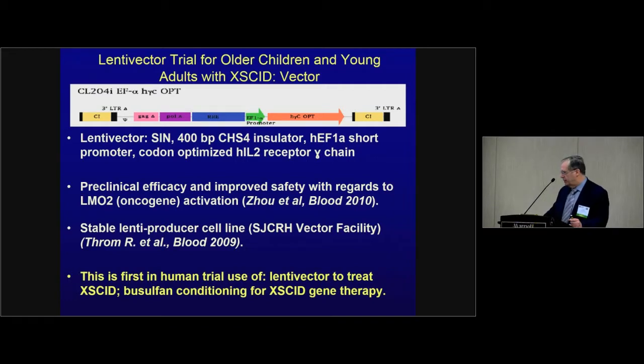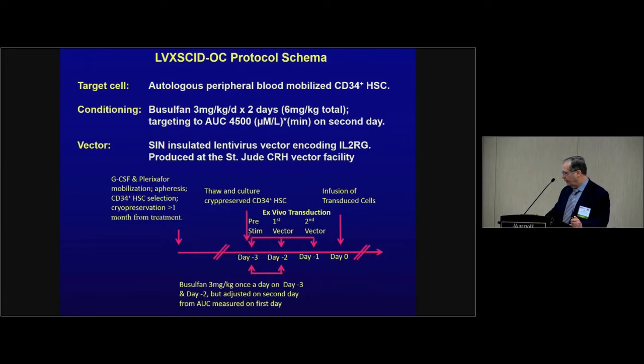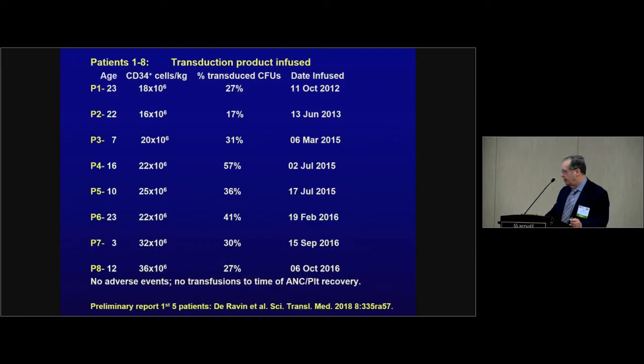So this is the trial. It's a lentivector. Those are some of the background papers, and this is the first trial use of lentivector to treat XSCID, and also the first to use busulfan conditioning for XSCID. This is a more detailed look at what we did. It's very similar, in fact, to the scheme I showed for CGD, except that the amount of busulfan we're using is significantly lower, and you can see the AUC targets that we're aiming for.